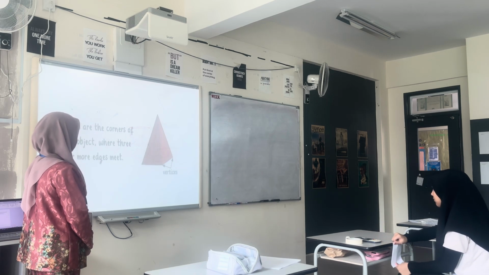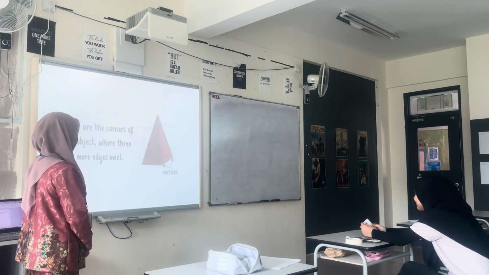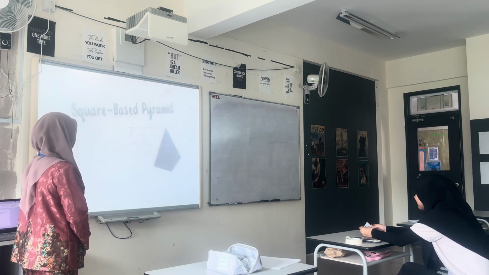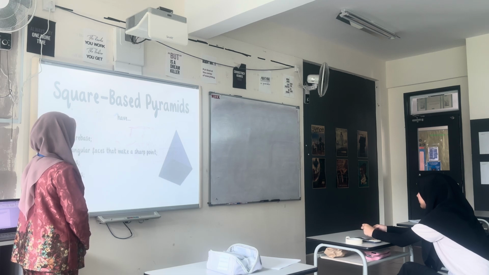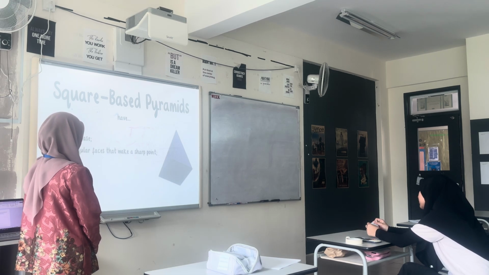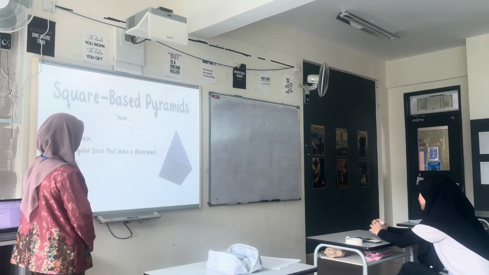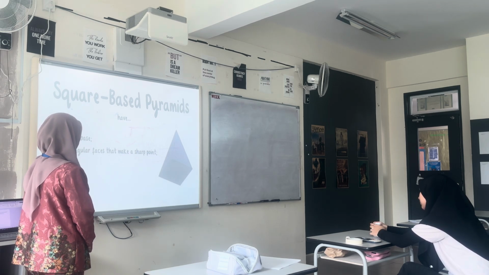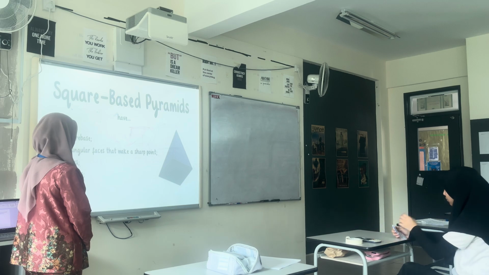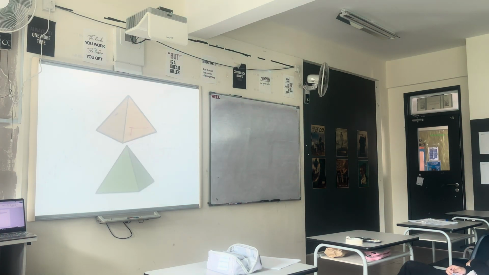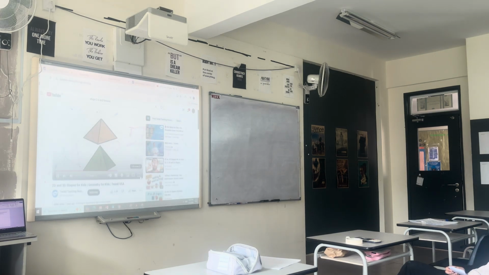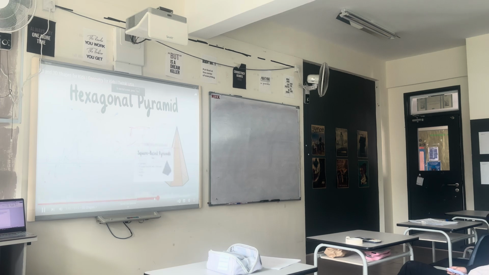Vertices are the corners of a 3D object where 3 or more edges meet. This is a square-based pyramid. Square-based pyramids have a square base, 4 triangular faces that make a sharp point, 5 faces, 5 vertices, and 8 edges. Do you understand why? Here's a real-life example.